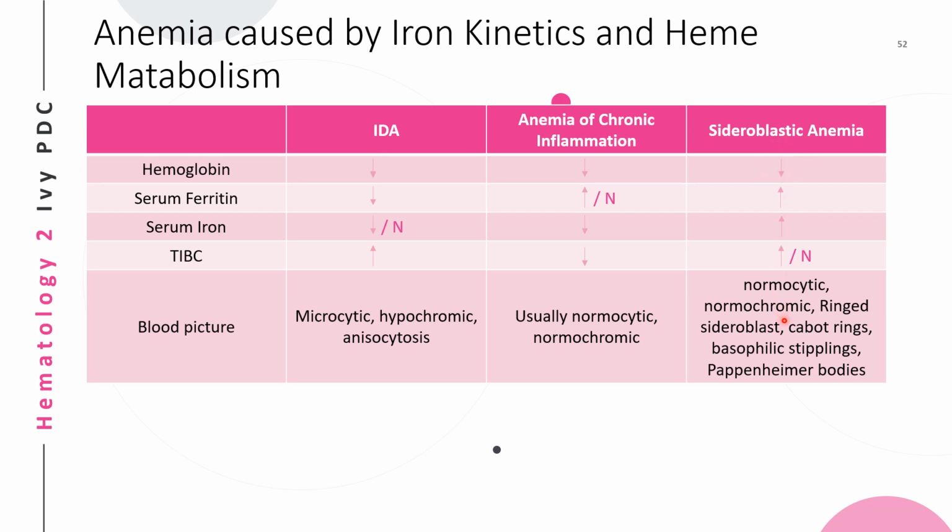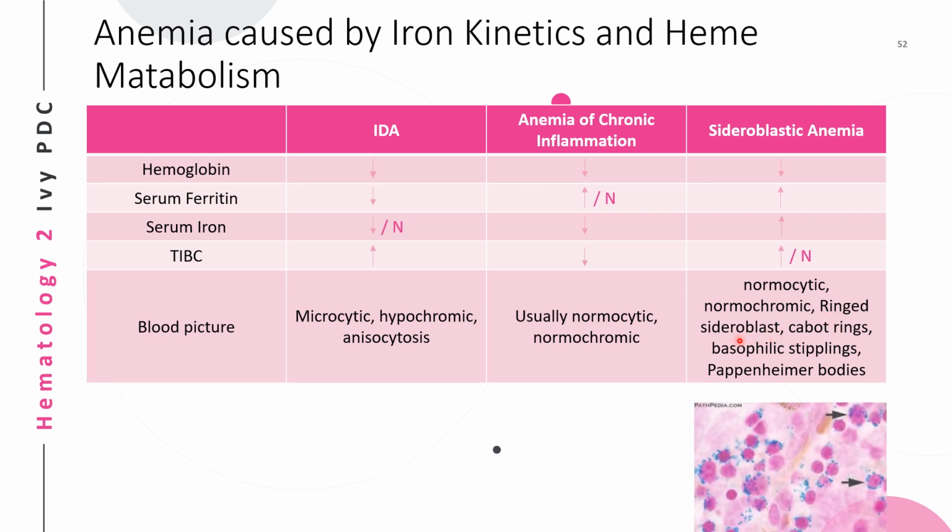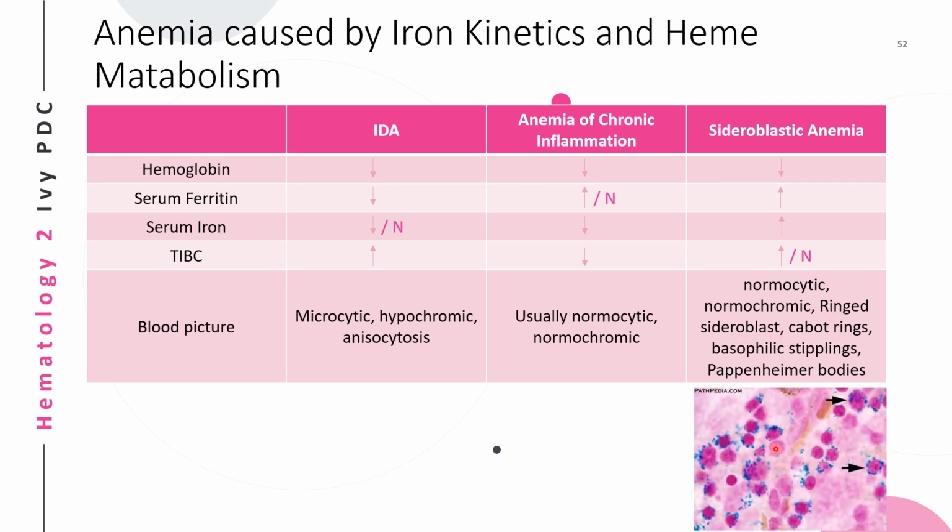The blood picture for sideroblastic anemia is that the cells are normocytic and normochromic. And when the bone marrow smear is stained with a Prussian blue stain, ringed sideroblasts may be seen. This is what a ringed sideroblast looks like. These are normal blasts surrounded by bluish iron deposits.